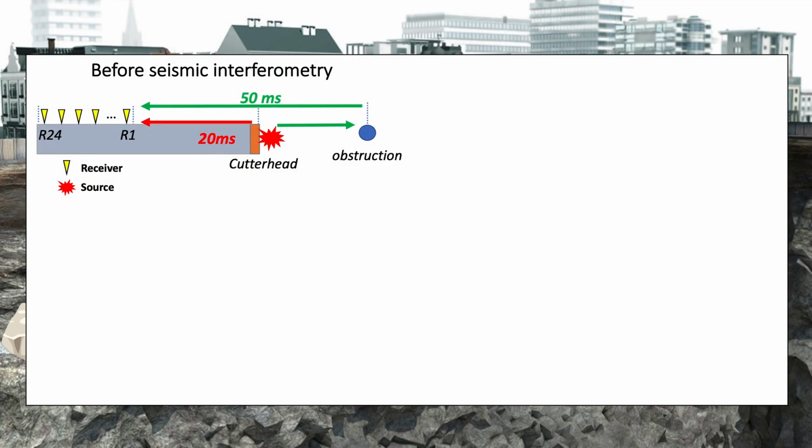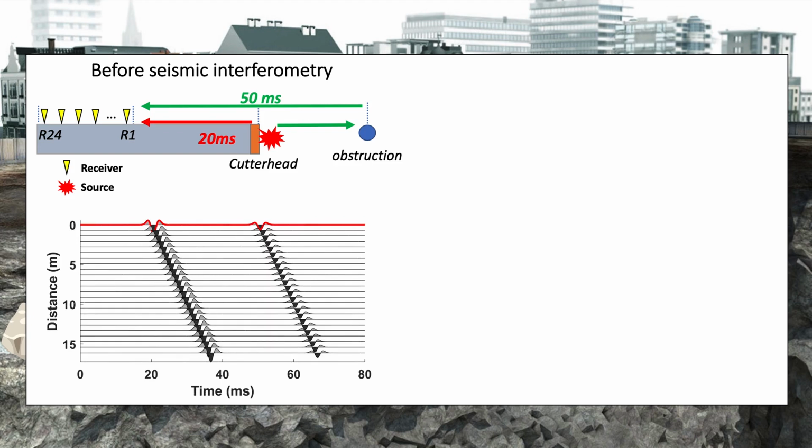Here we show how seismic interferometry works in a TBM tunnel. 24 sensors are attached to the side wall of the tunnel and receive the vibration signals. In the tunnel, the sources are the working TBM at the cutter head. In the seismic profile before the seismic interferometry, for the first receiver R1, the direct arrival of the seismic wave arrives at 20 milliseconds, and the reflected signal from the obstruction comes at 50. The time shift of the first arrival and the reflection is 30 milliseconds.